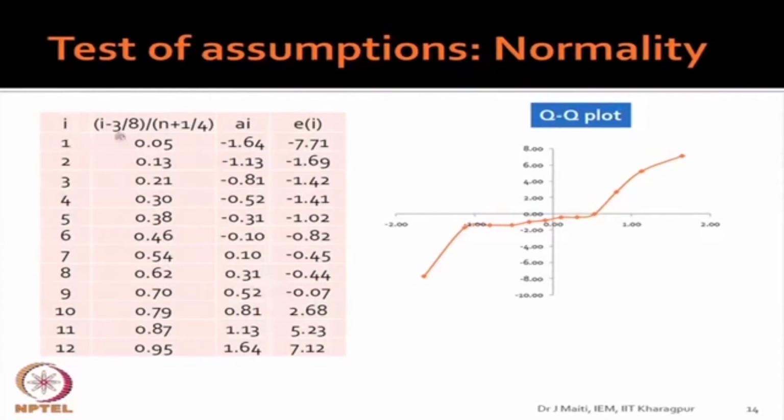Here, for all i's you get these probability values, then you calculate the corresponding z value. Okay. So then you plot this z value, what we are calling a_i, against the e_i values. Earlier you plotted probability versus the residuals. Here a_i is the ordered a_i, and this is the ordered e_i, given within brackets. Then you must get a straight line which will pass through the origin.